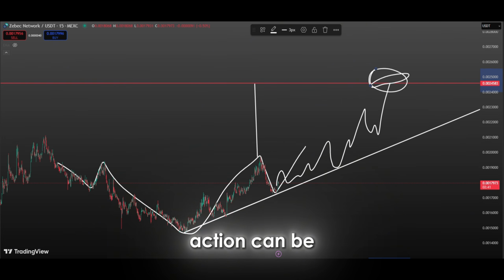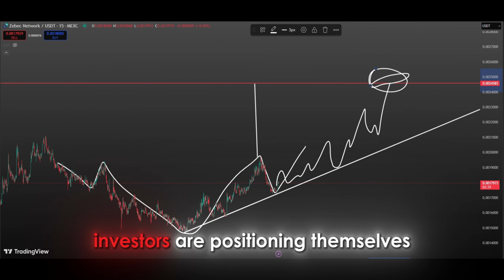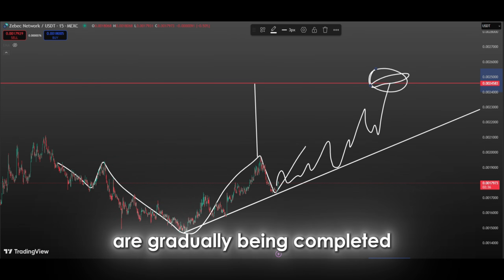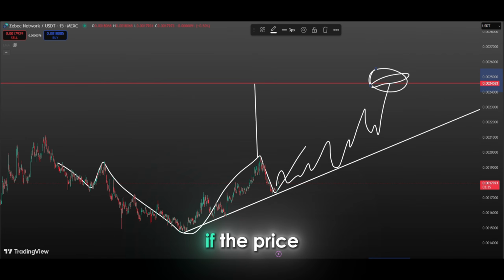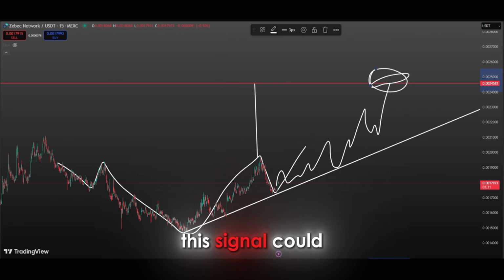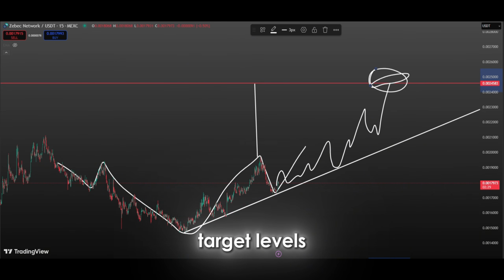The current price action can be viewed as a preparation phase. During this stage, investors are positioning themselves, market uncertainty is decreasing, and technical structures are gradually being completed. If the price successfully completes the right shoulder and then breaks the neckline to the upside, that breakout will be a strong buy signal for investors. This signal could completely shift market sentiment and quickly drive the price toward target levels.